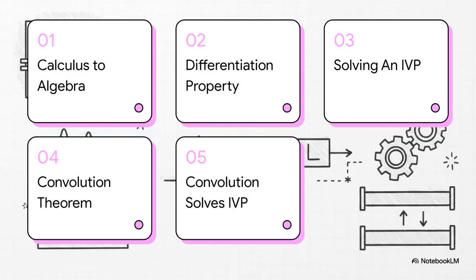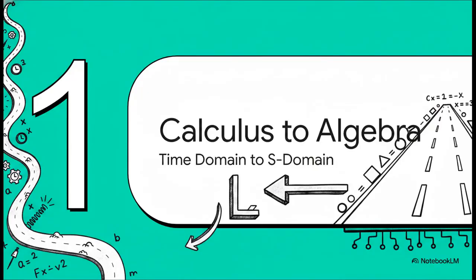So here's our game plan for today. We're going to start with the core magic of the Laplace transform, how it turns calculus into algebra. Then, we'll unlock two really key tools, the differentiation property and the convolution theorem. And we won't just talk about them. We're going to use each one to solve a real initial value problem, step by step.